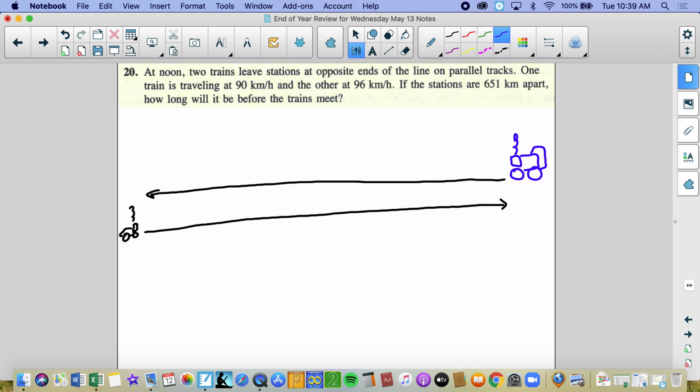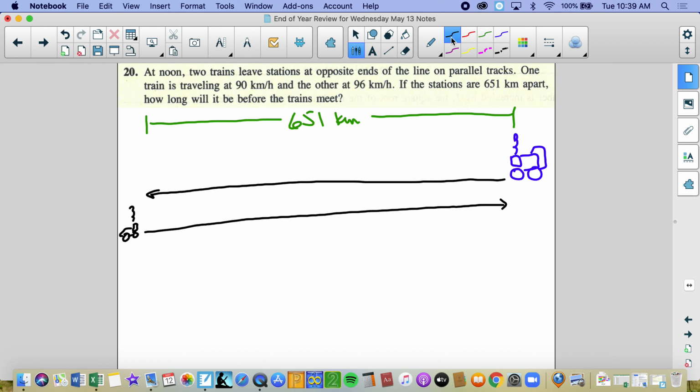All right, one train is traveling at 90 kilometers per hour and the other at 96 kilometers per hour. If the stations are 651 kilometers apart, how long will it be before the trains meet? All right, that's good. So I read it first. I'm understanding the distance between here is 651 kilometers.